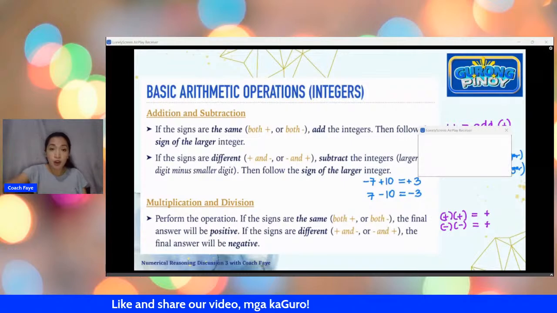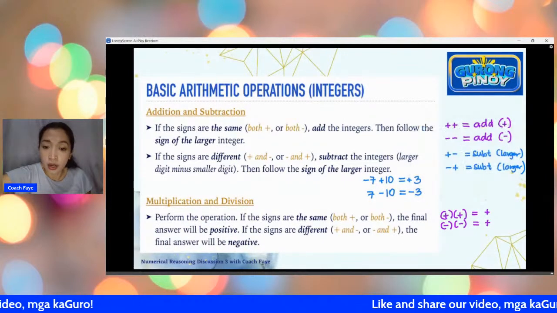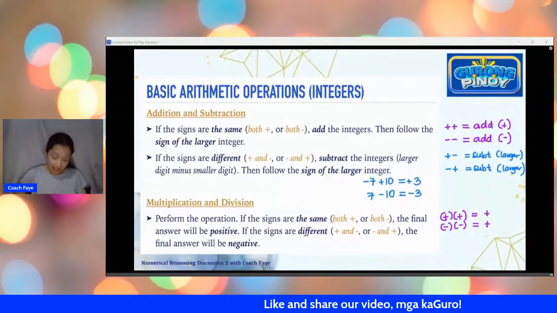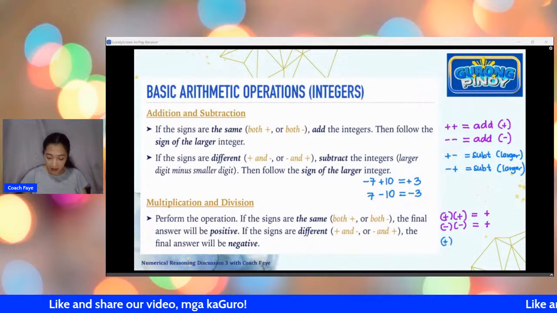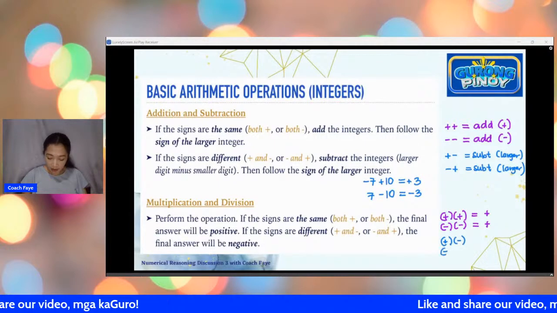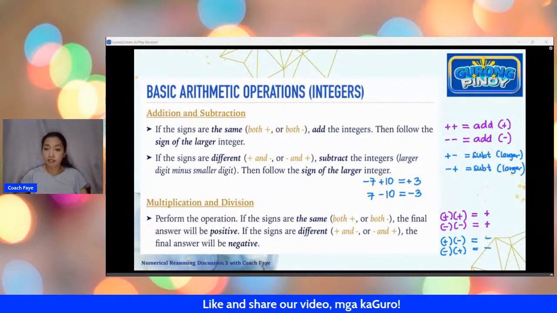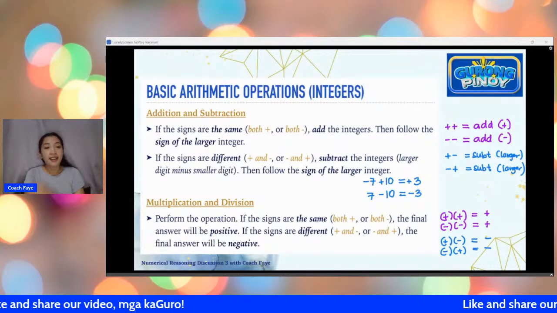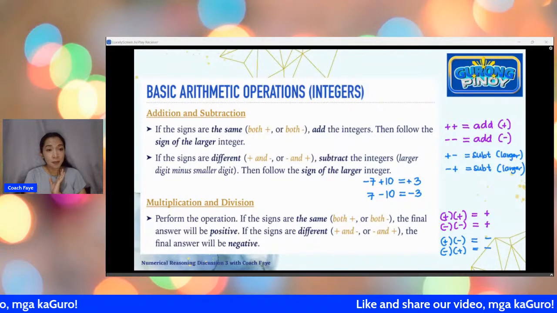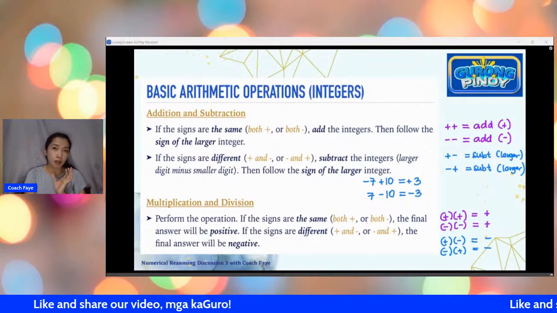So pag pare-pareho po, positive, yun po yung rule natin dito in your multiplication and division. Paano naman po pag nagkakaiba? Like plus, negative, and then negative and positive. So your answers here are going to be negative. So paano na ngayon pag tatlo, pag apat, pag lima? Count the number of negative signs. Kapag odd yung negative, then the total answer is negative po. Kapag you have an odd number of negative numbers.